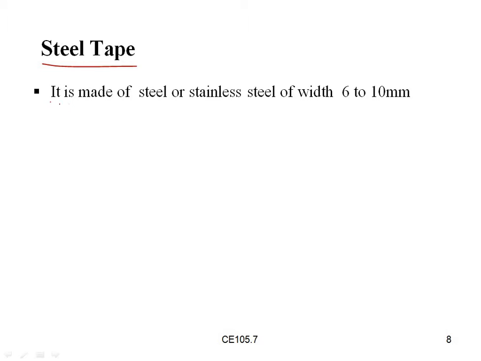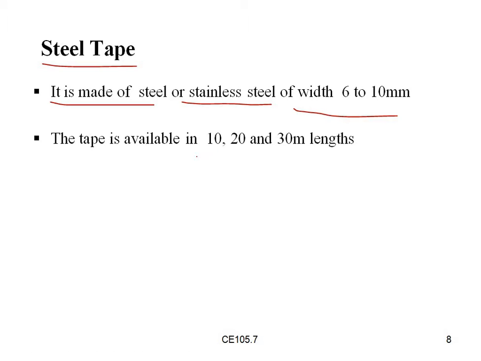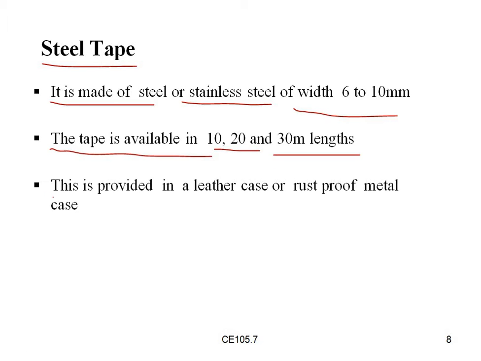Next one is the steel tape. It is made of steel or stainless steel, of width 6 to 10 mm. The tape is available in 10, 20 and 30 meter lengths. It is provided in a leather case or a rust proof metal case.